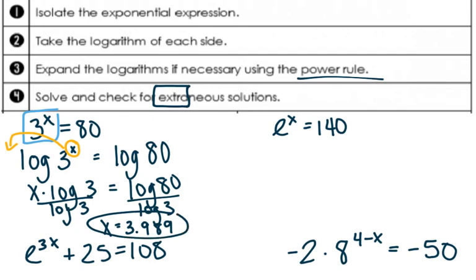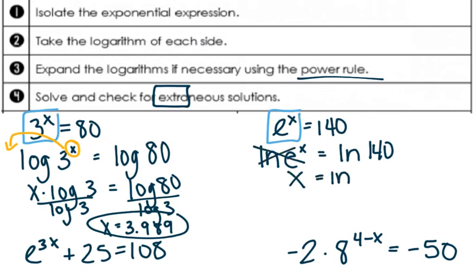Alright, the second one, pretty much the same thing. I'm going to isolate the exponential if I need to. Nothing's being added or subtracted, so I'm good. Now I'm going to log both sides. But remember, an e and a natural log get rid of each other. So I'm going to do natural log for both sides. So remember, natural log and e cancel each other out, so I have x equals natural log 140. And this is nice because it's already isolated. All I have to do is type this in my calculator, and I get 4.941.